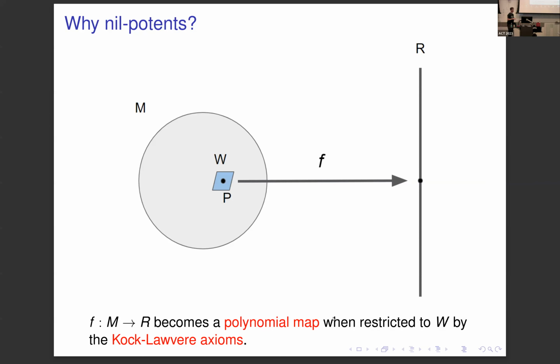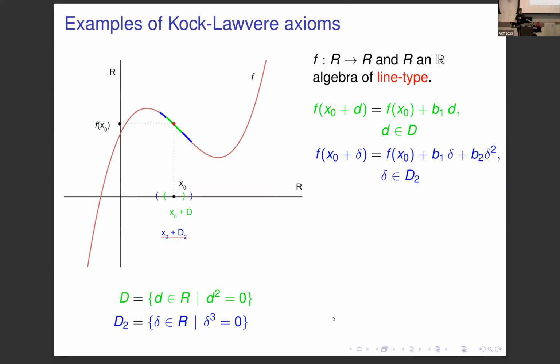Again, don't bother about the details at the moment. It's just a little infinitely small space around P, but it has a geometry. And this geometry is reflected in the polynomial map that the function becomes when you restrict it to this space. So here we have a one-dimensional example. We call this R-algebra, also called R, of line type when it satisfies all these Kock-Lawvere axioms. And here there are two examples.